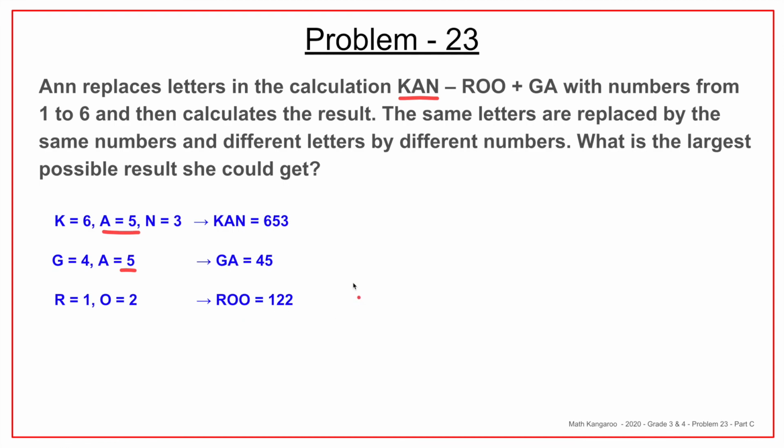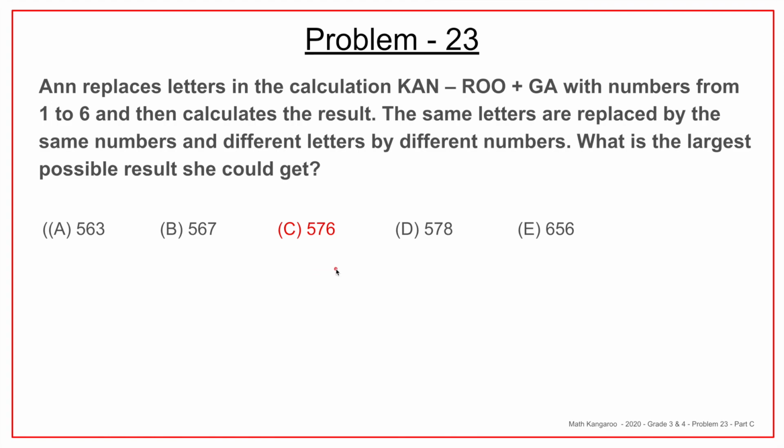Now we do the expression. So we have CAN minus RO plus GA. So we do 653 minus 122 plus 45. And we get 576. So our answer is option C, 576.